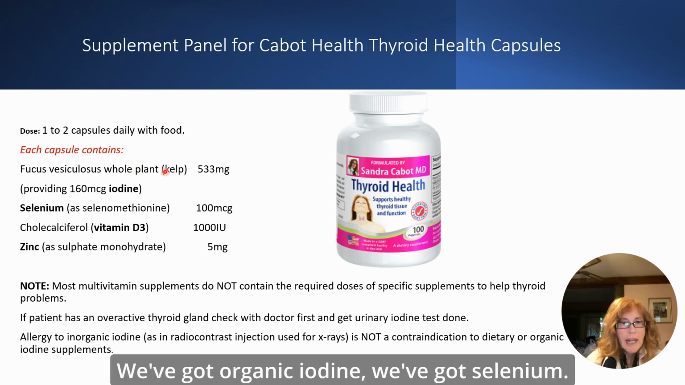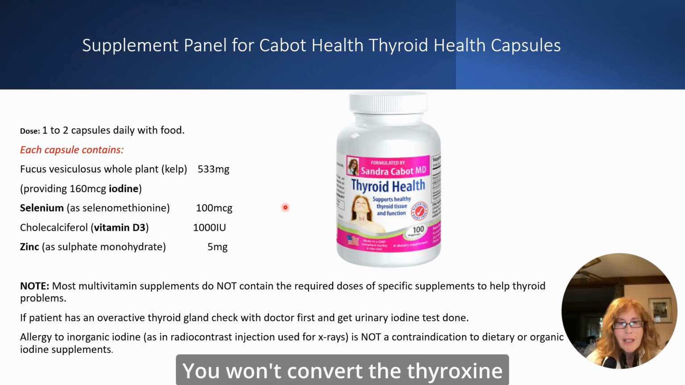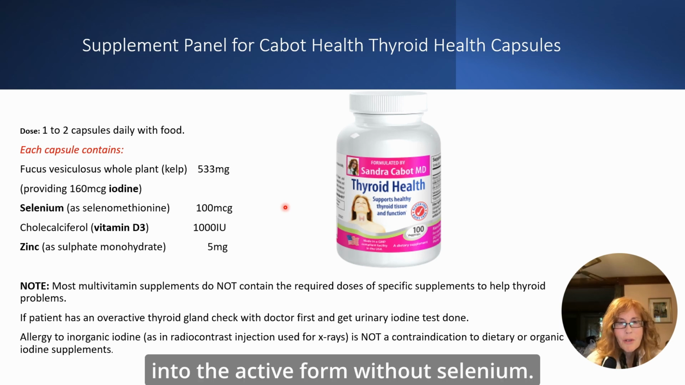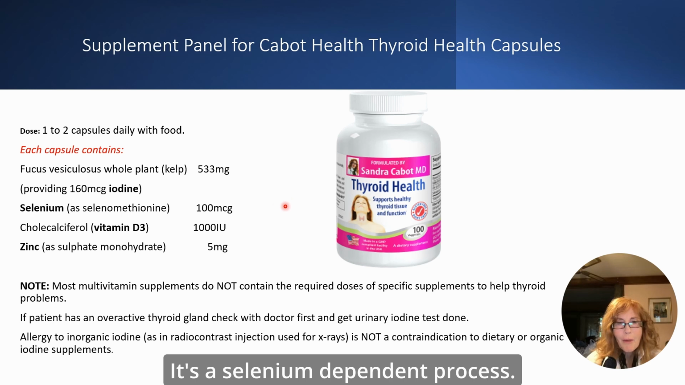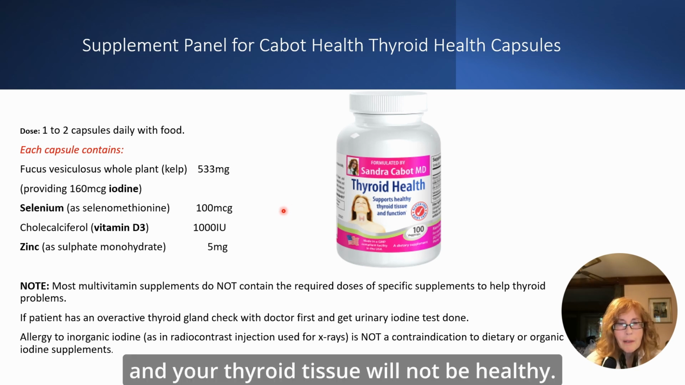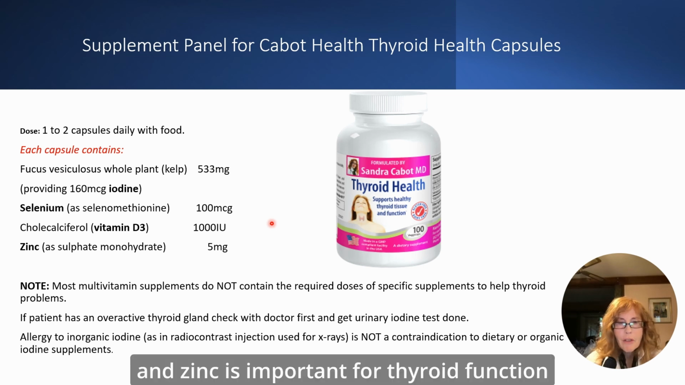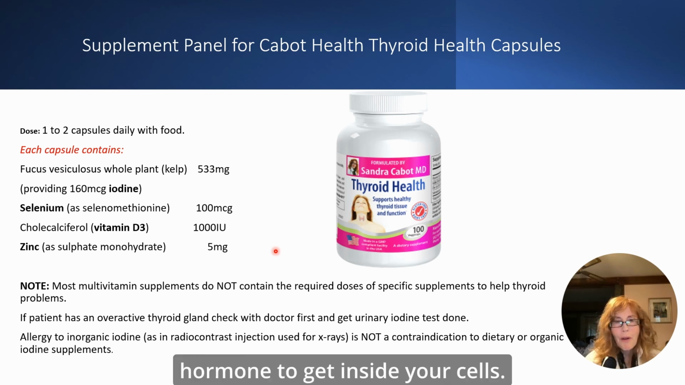We've got organic iodine, we've got selenium. Selenium is very important for the thyroid. You won't convert the thyroxine into the active form without selenium. It's a selenium dependent process. If you're selenium deficient, your thyroid function will not be good and your thyroid tissue will not be healthy. Vitamin D is also important for the thyroid because it's anti-inflammatory, and zinc is important for thyroid function and for the thyroid hormone to get inside your cells.